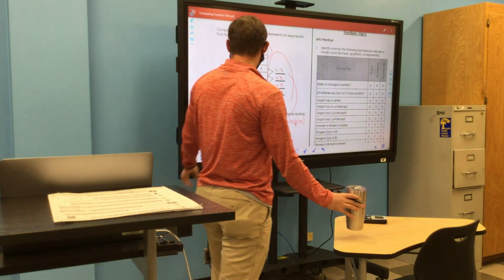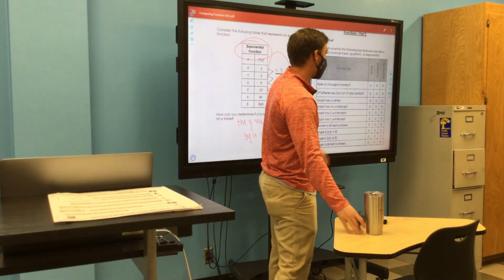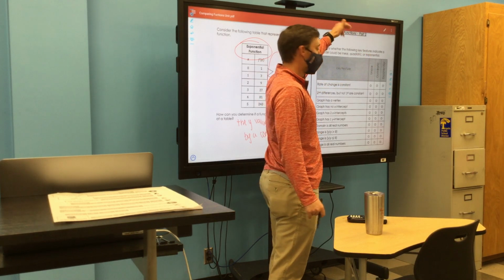Alright, so let's take a look at this table over here. So I've got 3 different options. I've got linear, quadratic, exponential.